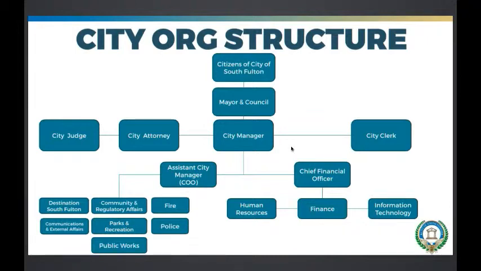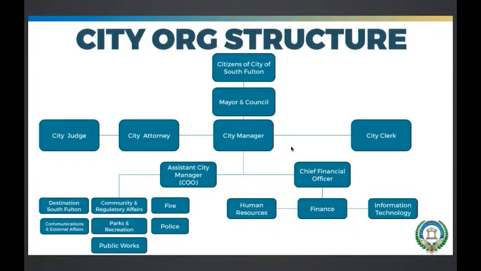Our mayor and city council also appoint some key positions within the city of South Fulton's administration, highlighted by our city judge, who presides over and hears our court proceedings. We also have the city attorney, who oversees and provides for the legal affairs for the city, as well as legal advice and protects the city's interests as relates to those legal issues.